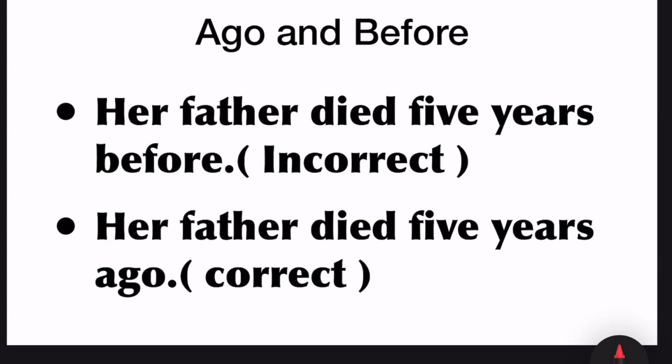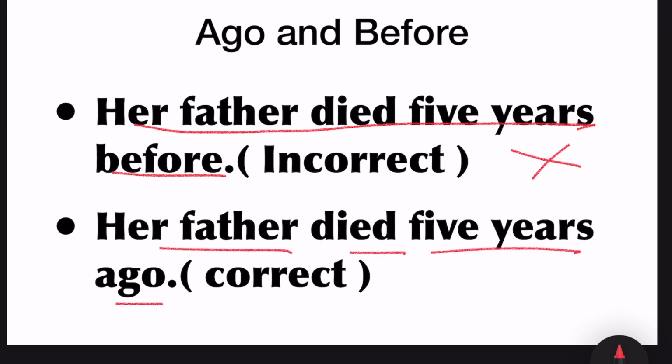How can you use ago and before? Her father died 5 years before is not a correct sentence. It is incorrect. Her father died 5 years ago. This is the correct sentence.